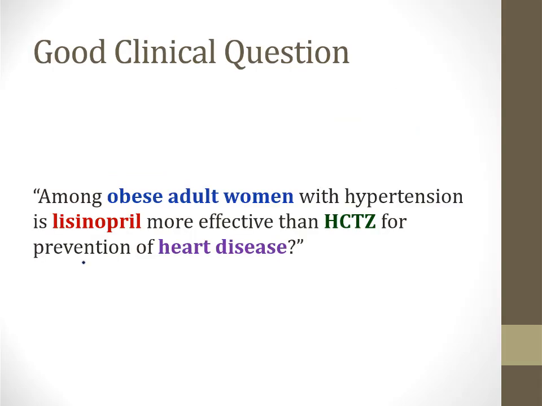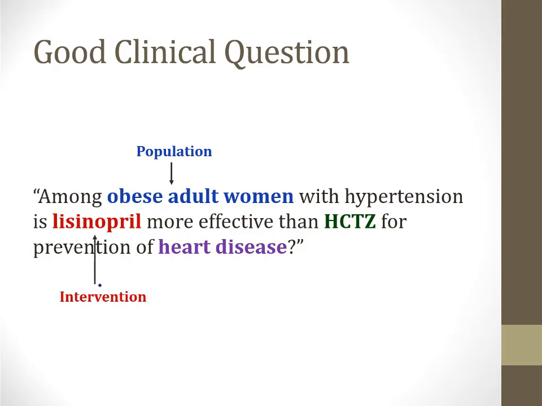So here's an example of a good clinical question. Among obese adult women with hypertension, is lisinopril more effective than hydrochlorothiazide for prevention of heart disease? This is the type of question that you can go to the literature and potentially answer by finding research studies. Note that it meets all the requirements of the PICO model. There is a population that's clearly defined, obese adult women.